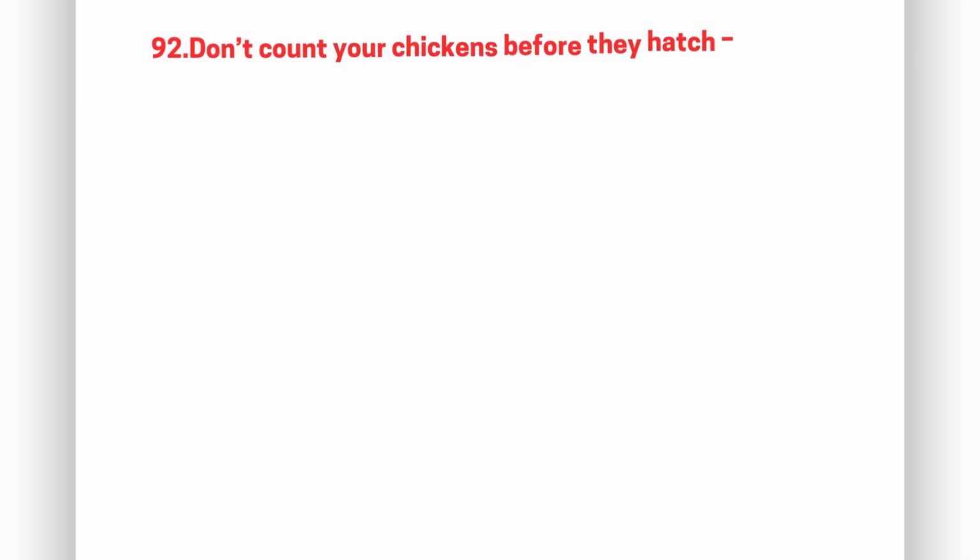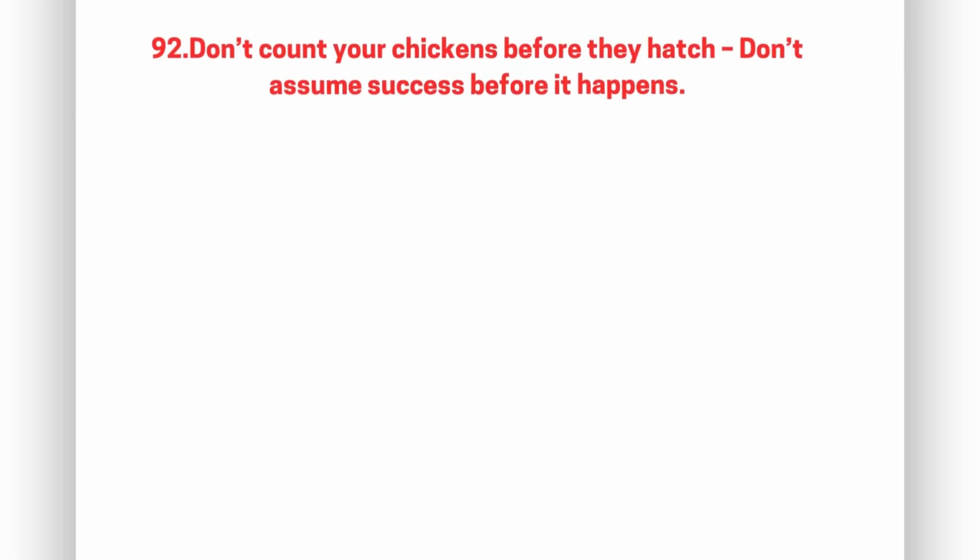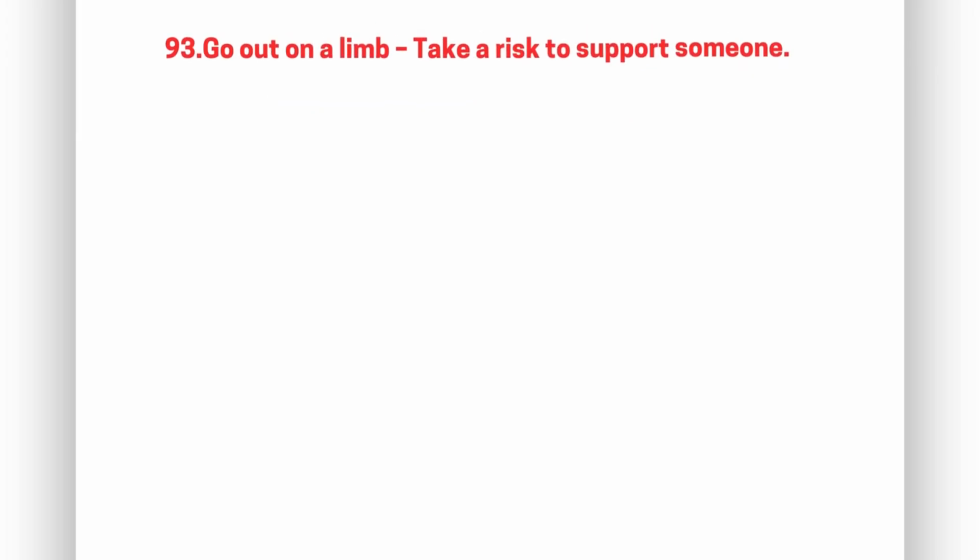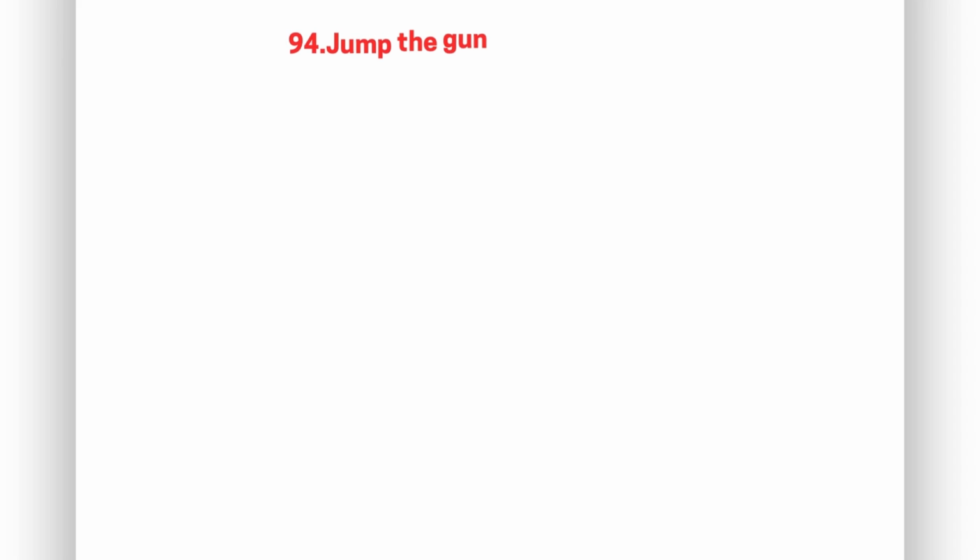92. Don't count your chickens before they hatch, don't assume success before it happens. 93. Go out on a limb, take a risk to support someone. 94. Jump the gun, act too soon. 95. Keep your chin up, stay positive. 96. Make ends meet, manage finances. 97. On cloud 9, extremely happy.